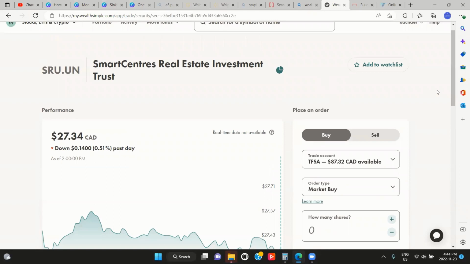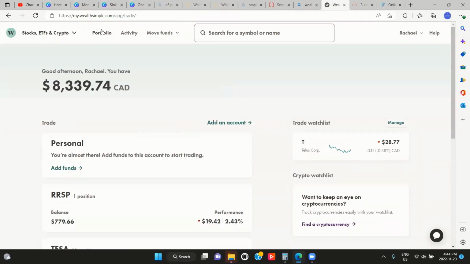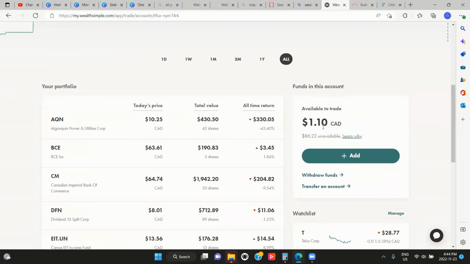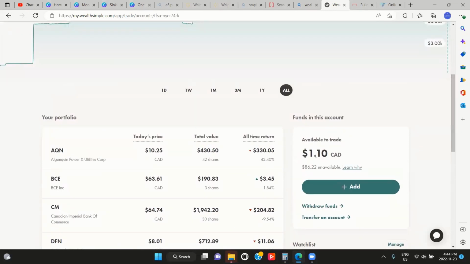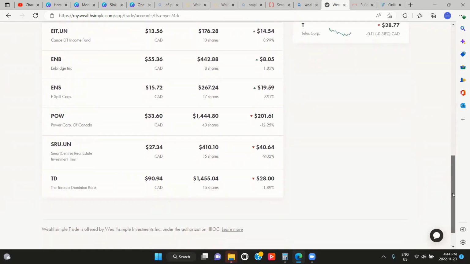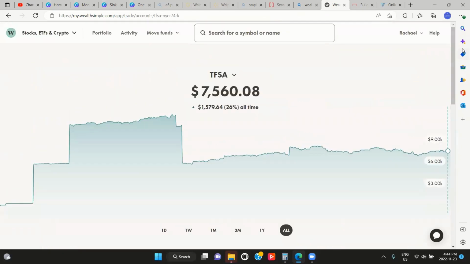So if I go back to my portfolio here, it won't show that I have bought it now because the stock market is closed, but it will tell me how much I have available. It tells me I have $1.10 left. So I'm just gonna leave that there since I can't do much with that. But yeah, that's it for this portfolio. Then we'll jump over to my husband's portfolio as well to see how that one is doing.